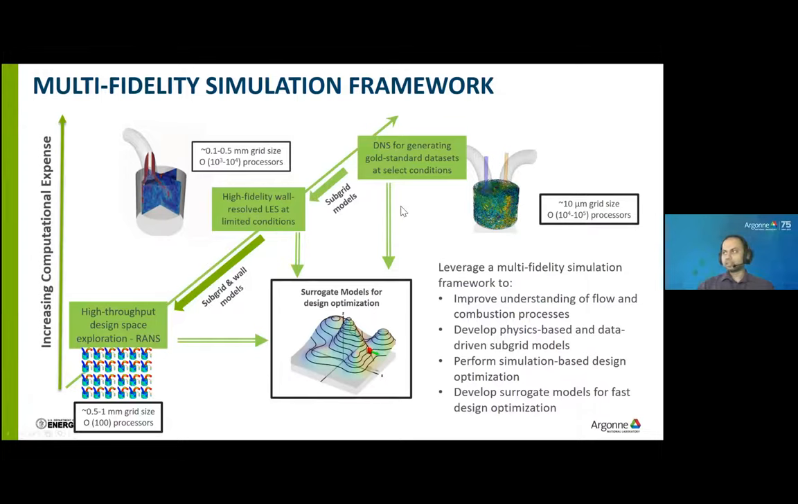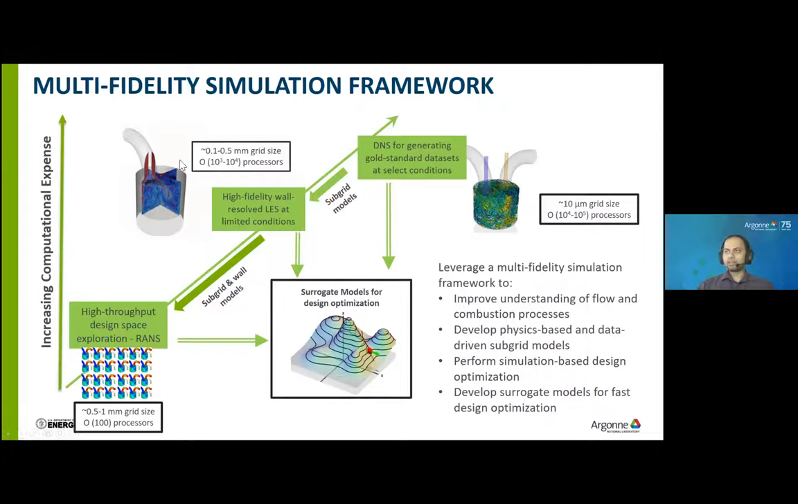So the approach that we have been taking at Argonne is to use a multi-fidelity simulation framework, where we use simulations ranging across the scales. At the most detailed level, we try to perform direct numerical simulations for a few different engine platforms at a few specific operating conditions. And I will talk a little bit about one of those conditions in a later slide. Again, the objective here is not to use DNS to optimize or develop engines, but to generate gold standard data sets that can complement the experimental data sets.